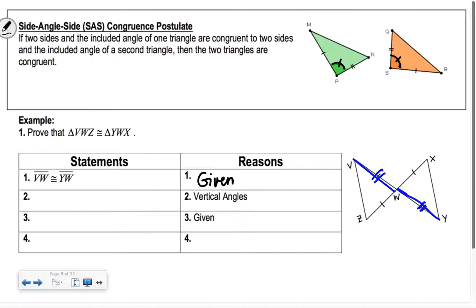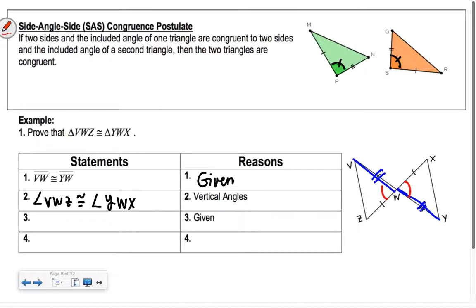Our next reason is vertical angles. So what do you think we're going to say for vertical angles? Yeah, so we could say ZWV, VWZ, doesn't matter. VWZ is congruent to YWX. The reason I did that order is because it was up here, so I just didn't want to think about it, switching it around. So that was by vertical angles.